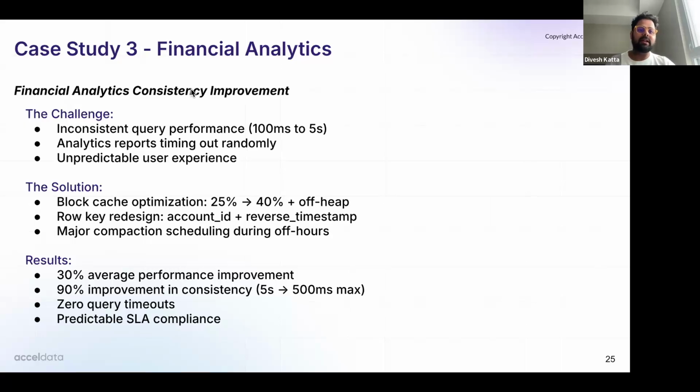The row key redesign enabled efficient range scans for time series data while maintaining even distribution. The account ID prefix provided natural partitioning, while the reverse timestamp optimized for the recent data queries. Scheduled major compaction eliminated the random performance hits by running them during off-peak hours. We maintained the storage efficiency benefit without impacting the business operation.